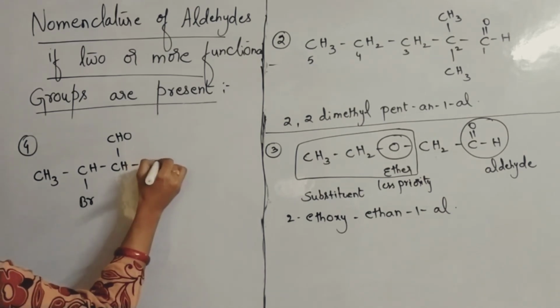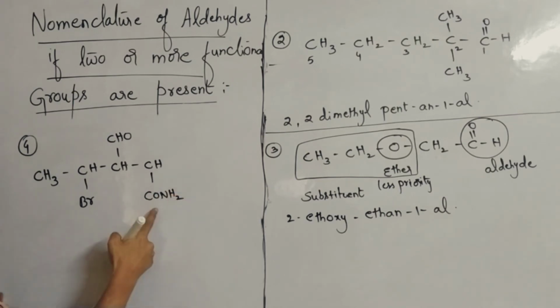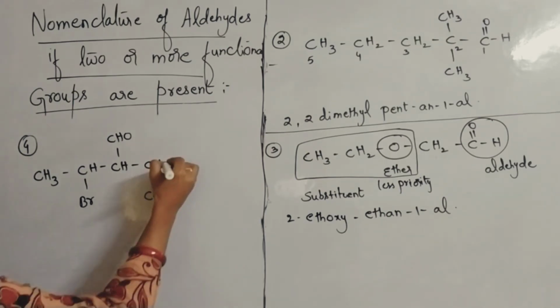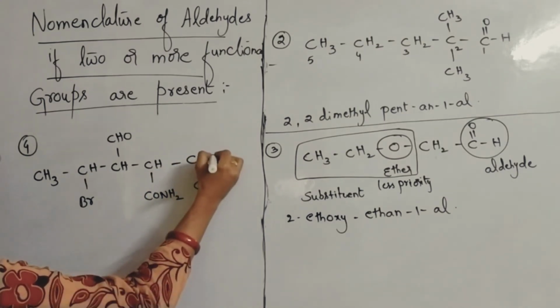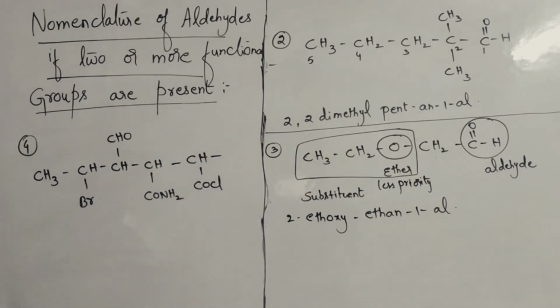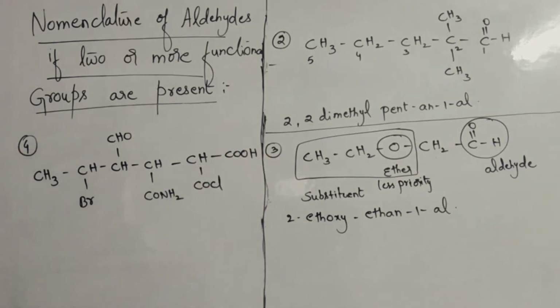CH, to this CONH2 is there. Amide is there. CONH2 and CH, COCl is connected, and then finally COOH is there. See how many substituents are there for this. Very carefully you have to work it out.